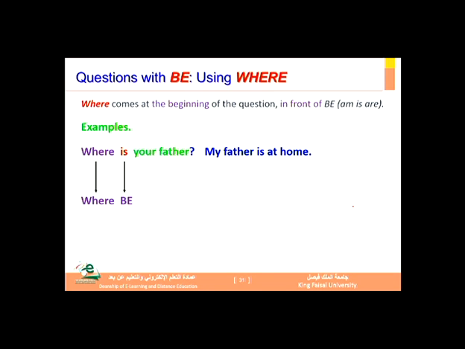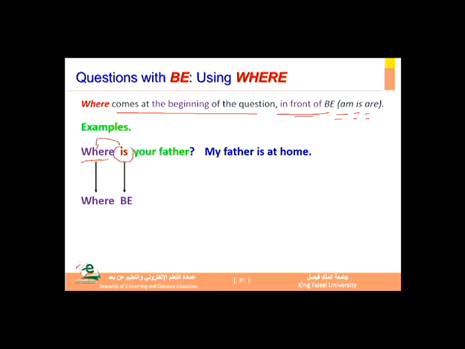So the question word where comes at the beginning of the question. We start the question with where. After where, we have verb to be, which can be either am or is or are. So according to the book, where comes at the very beginning of the question. It is in front of be. Be can be either am or is or are.